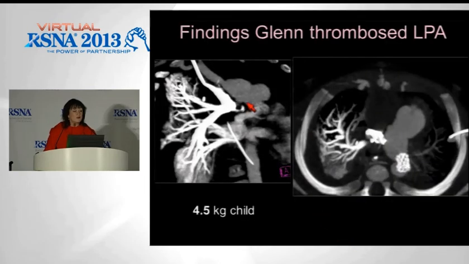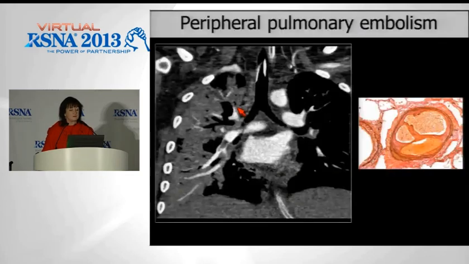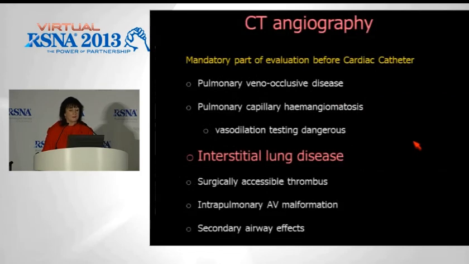Surgically accessible thrombus, very important in patients, particularly post-operative. This is a patient with a Glenn shunt who has a catheter straight into the superior vena cava, which is anastomosed directly to the pulmonary arteries, and you can see this occlusive thrombus sitting here, which was surgically removed. Another patient with more peripheral embolus sitting in the pulmonary vasculature, very beautifully shown on this coronal image and histological sort of section of how that would look.